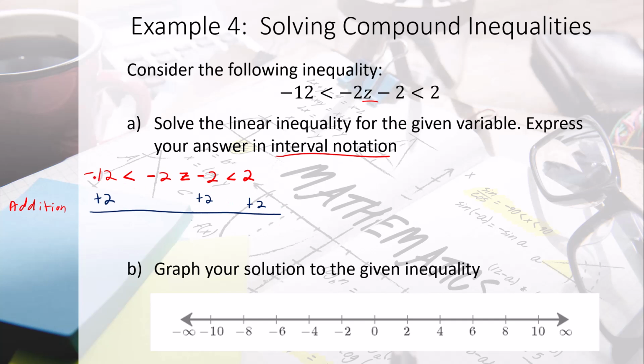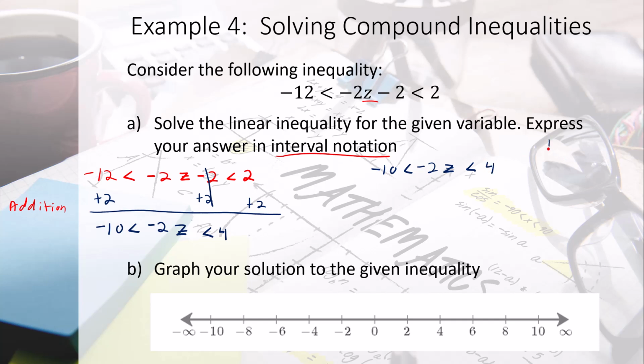Doing that math, I have negative 12 plus 2, which is negative 10. The direction of the inequality does not change. Then over here, I have 2 plus 2, which is 4. Let me bring that over here. Negative 10 is strictly less than negative 2z, which is strictly less than 4.